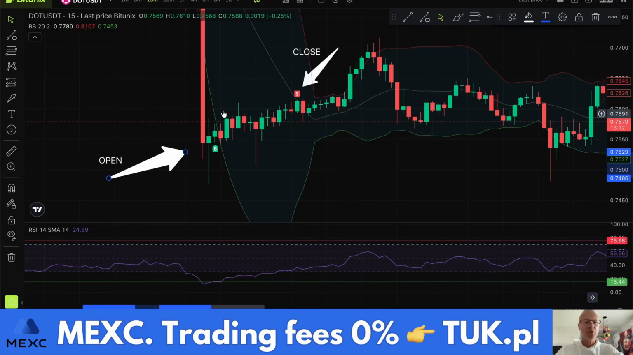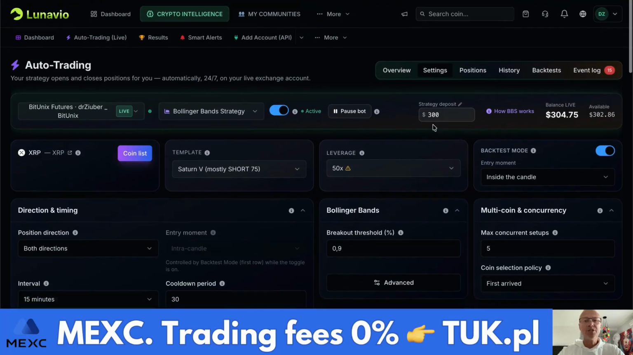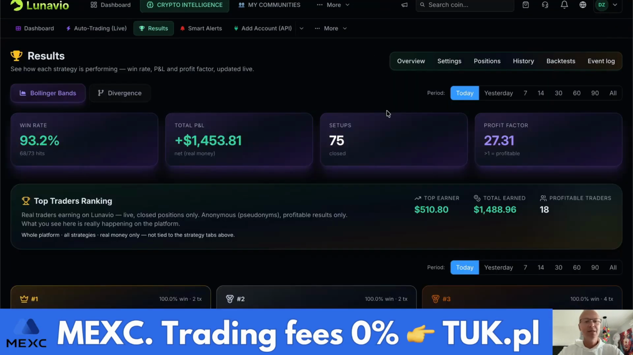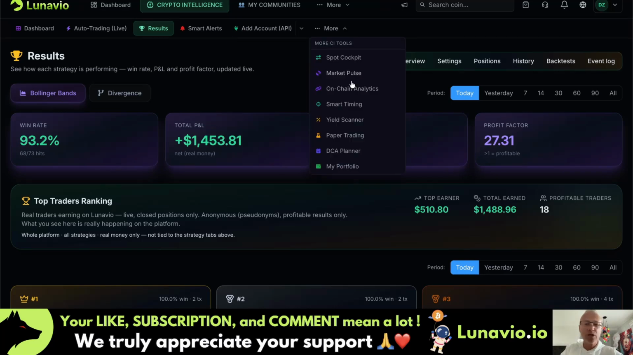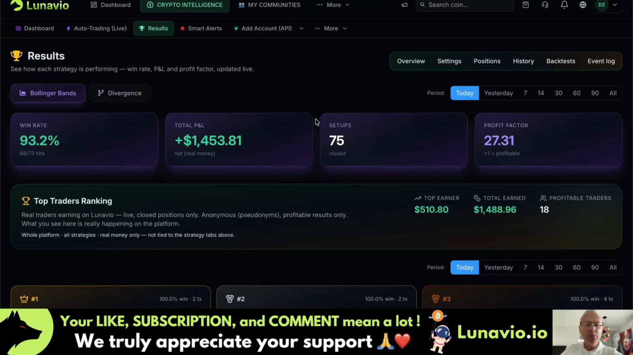And that's Lunavio. With Lunavio, ladies and gentlemen, you don't deposit any funds here. This isn't some program, some institution, or I don't know what to call it, some deposit, some investment system where you put in money. Here, you don't deposit anything. It's just software. This platform doesn't have access to your funds. This platform analyzes charts and does what you want it to do.